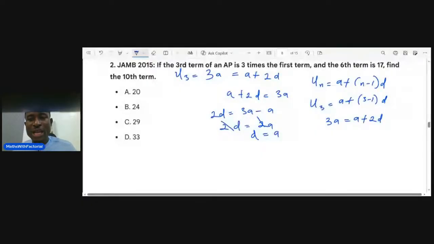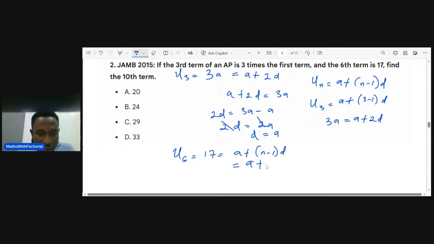All right? So let's look at the second statement. The second statement says the sixth term is 17. That is U6 equals what? 17. And that gives us what? A plus, let me write the formula, n minus 1 D. What is our N? It says the sixth term. N is 6. 6 minus 1 is what? 5. 5D equals to what?